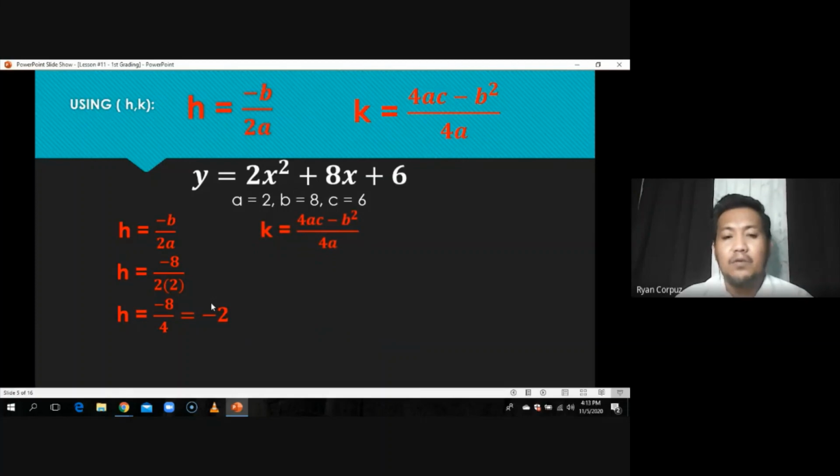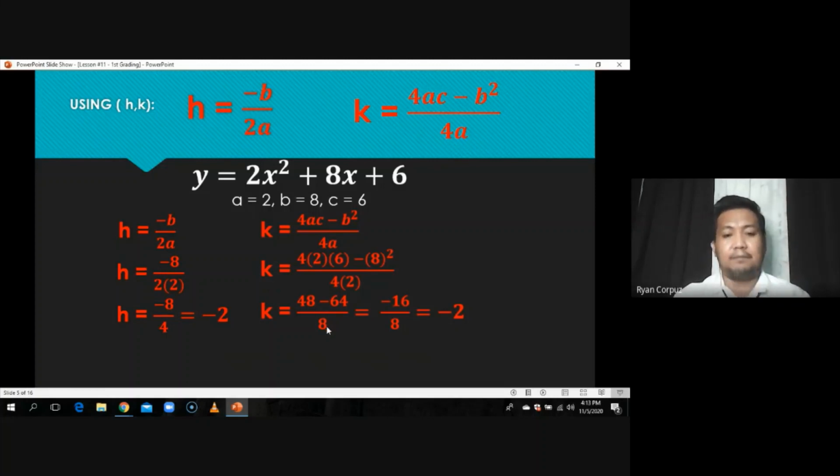Then for K, using 4AC minus B squared all over 4A, let's start substituting. Pag substitute natin yan, 4 times 2, that's the value of A, times 6, which is the value of C, minus 8 squared, all over 4 times 2. Then simplifying it, we do have 4 times 2, that's 8 times 6, that would be 48, minus 8 squared is 64, all over 4 times 2 is 8. So magkakaroon tayo ng 48 minus 64 all over 8. Then 48 minus 64 will be equal to negative 16. And negative 16 divided by 8 is equal to negative 2.